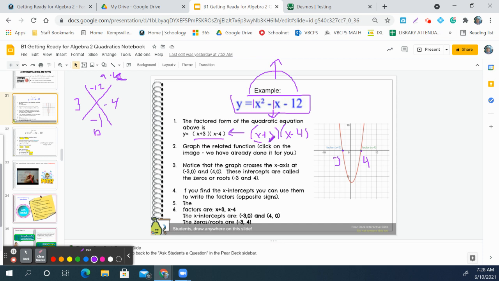So the reason for that is when you solve this, you get a negative 3. Negative 3 plus 3 equals 0. What I'm really looking for is this answer here. So negative 3 plus 3 equals 0. That's why this answer is a negative. And positive 4 minus 4 makes 0. That's why this is a positive. Because I'm looking for what makes this whole parentheses 0. Okay? So you want to just remember that when you get your factors, it's the opposite over here.